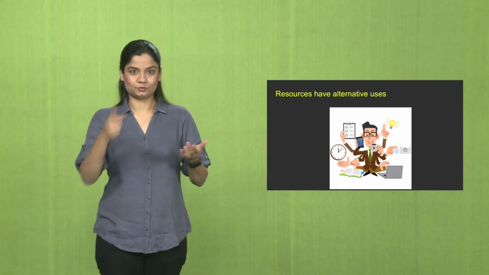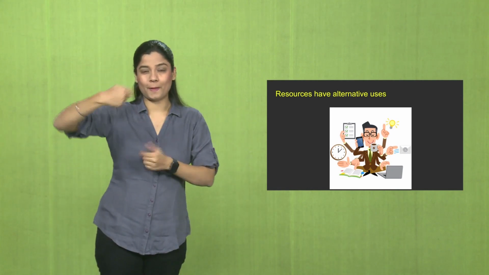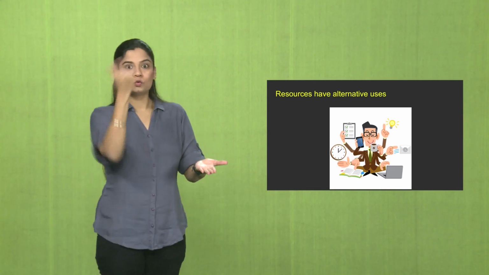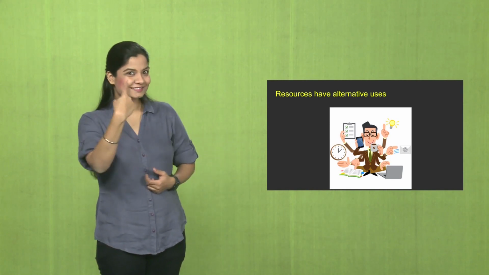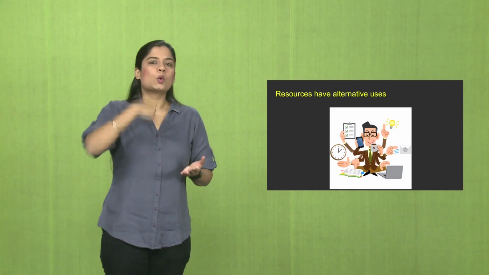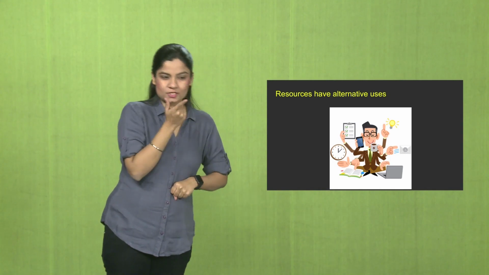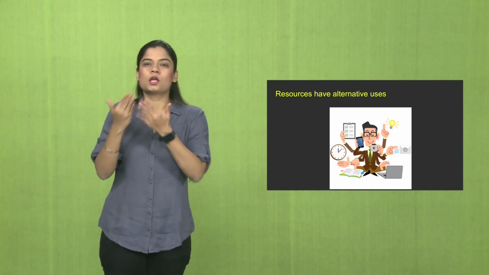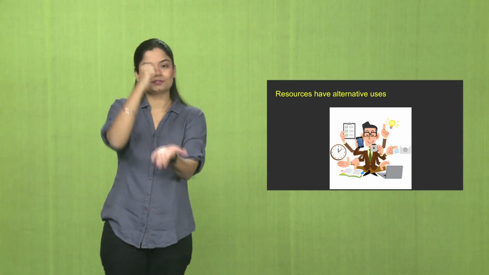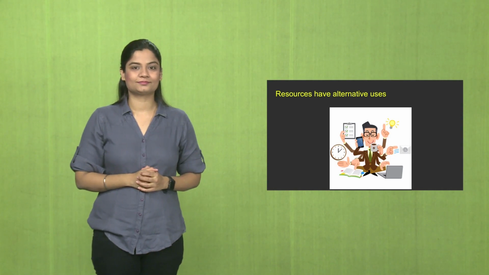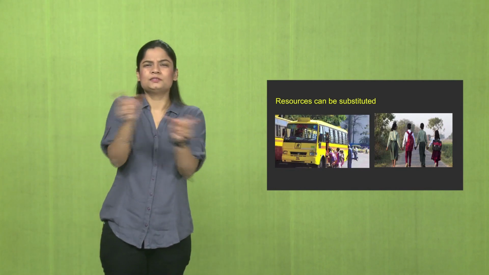Fourth characteristic, resources are something that have alternate uses. For example, a family saves for something. The saving is a resource. The money that's saved is a resource. How can it be used? Buying a house because we've been paying rent for so long, or for a child's higher education. So that money can be used alternatively. The resource is there, but how to use that resource is a choice.